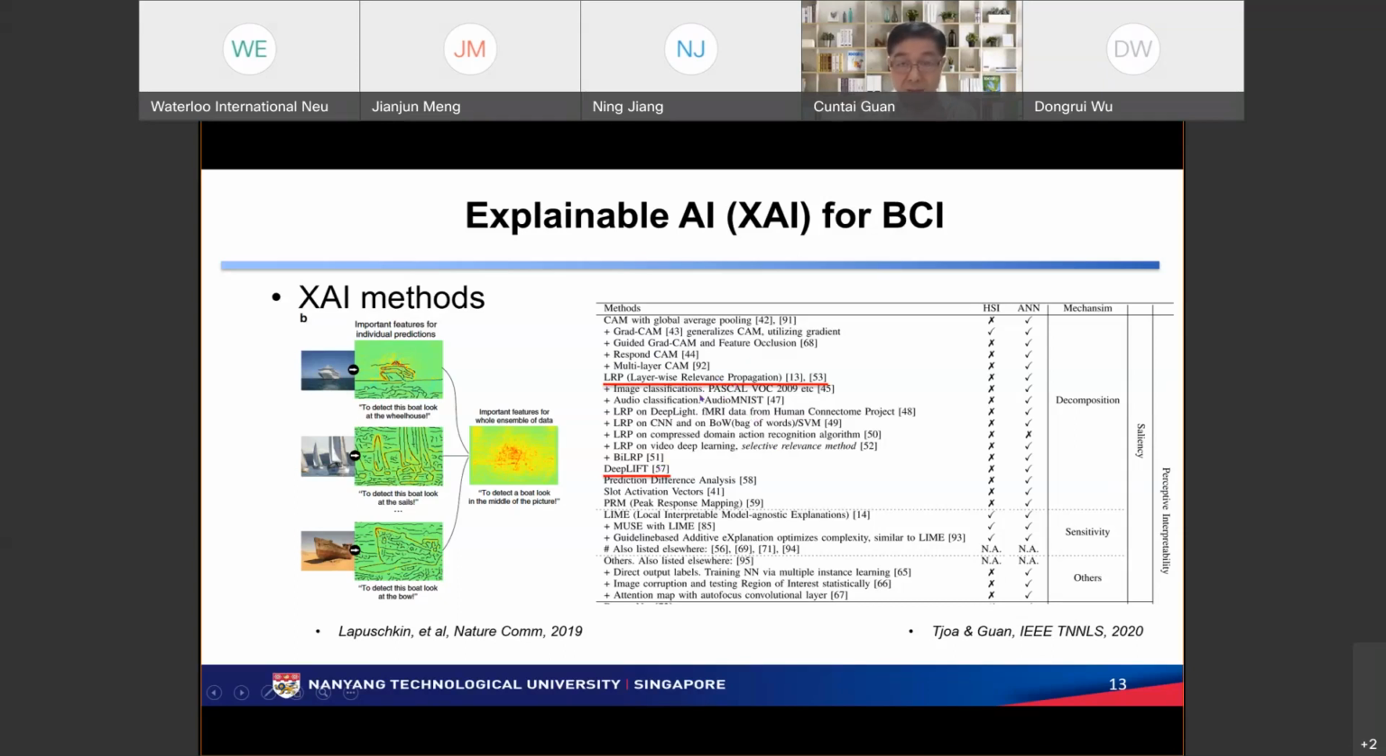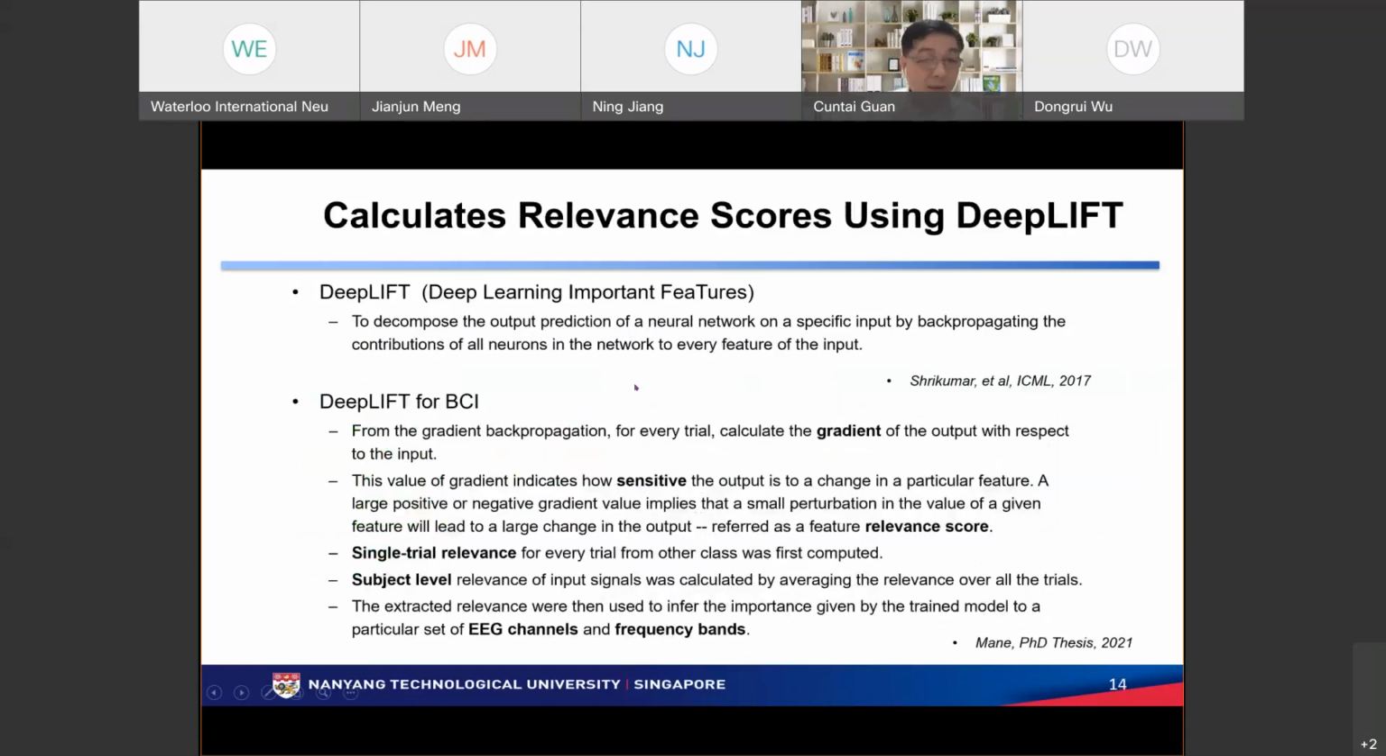Of course, there are also other approaches, sensitivity-based and others. Later, we use another approach called DeepLIFT to try to analyze which channel and which frequency band contribute eventually to the final accuracy. And now we try to correlate those with the clinical outcomes. So quickly on DeepLIFT, it is a decomposition approach. We try to decompose the output prediction of the deep learning model on a specific input. You feed one by one, and by propagating the contribution of all the neurons in the network to every feature of the input, eventually you can build a heat map.